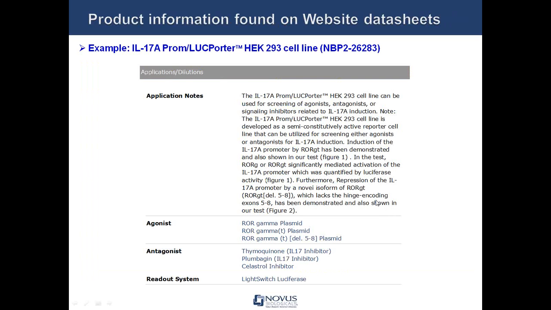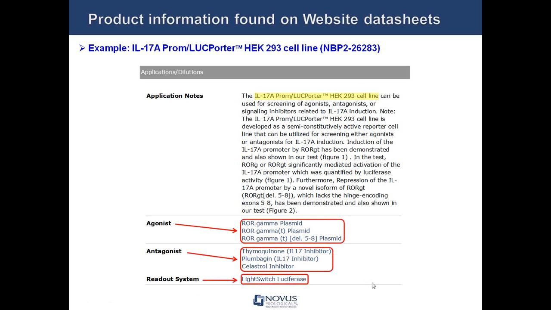Those LUCPorter cell lines and related products can be easily found on our Novus website. For example, if you click IL-17A LUCPorter cell line, you can find application notes, and together with that information, you can find agonist information and antagonist information. You can also find readout system information.